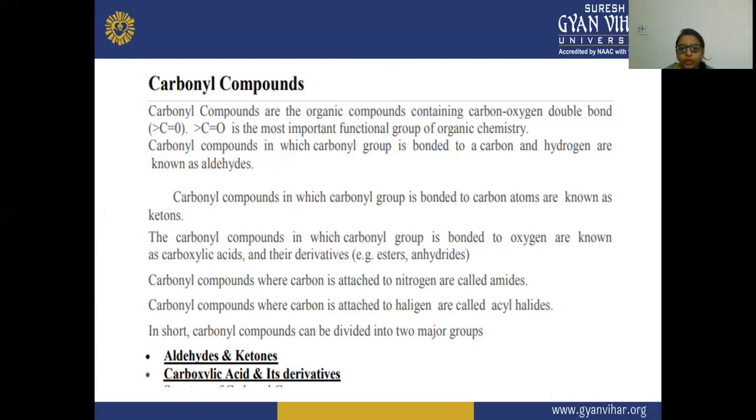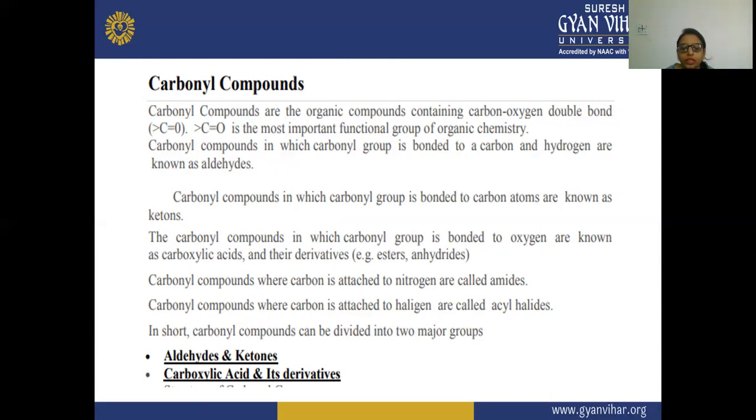Next, the carbonyl compounds in which the carbonyl group is bonded to oxygen are known as carboxylic acids and their derivatives. So the carbonyl functional group bonded to oxygen are known as carboxylic acids and their derivatives. So the carboxylic acid derivatives are your esters and anhydrides.